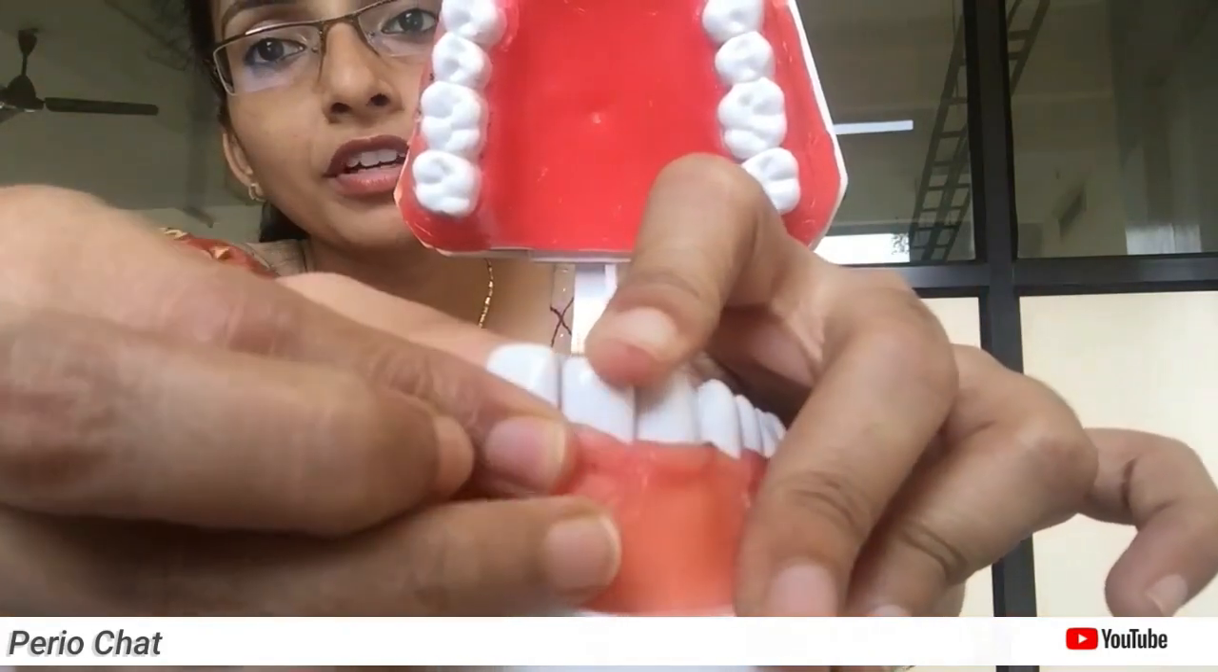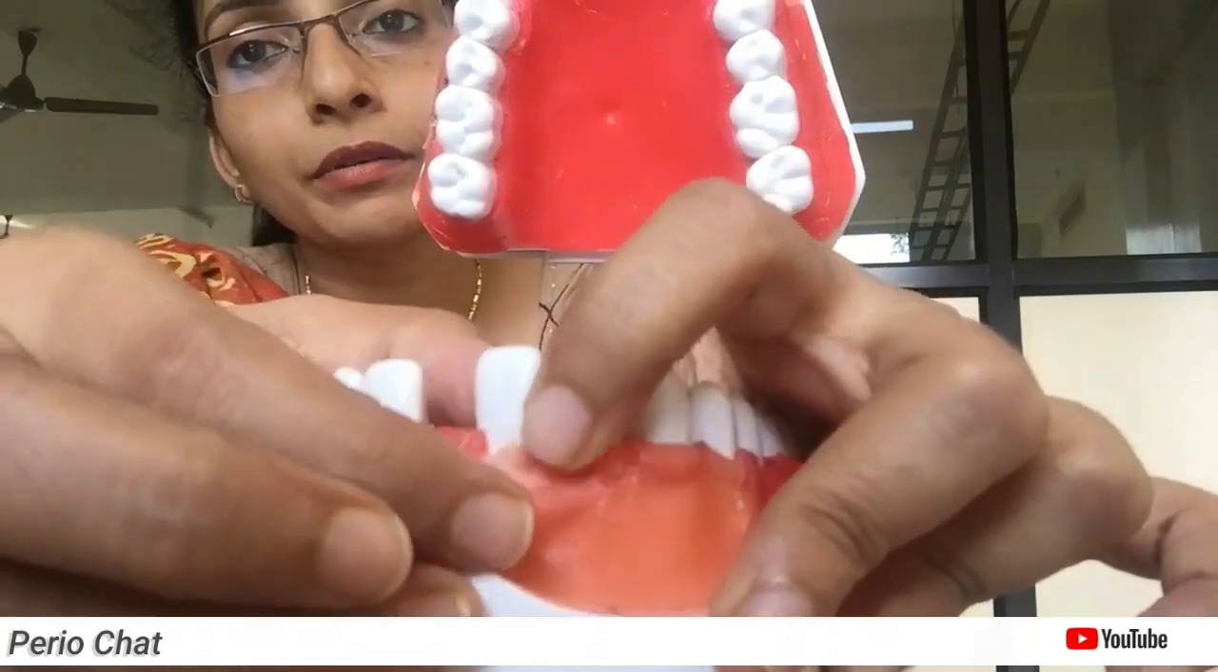I think it's more difficult to show you on the wax model than what I had imagined it to be.